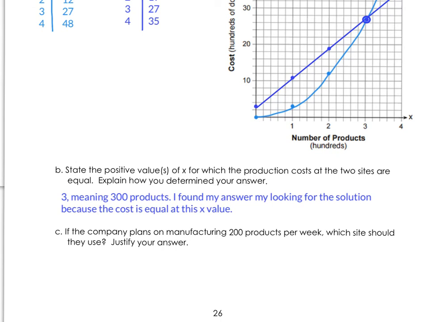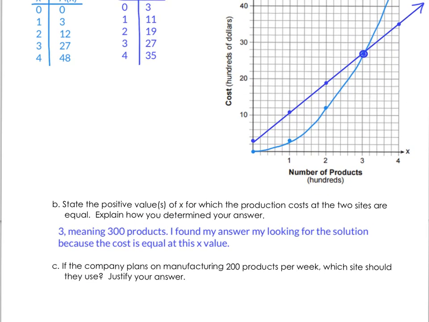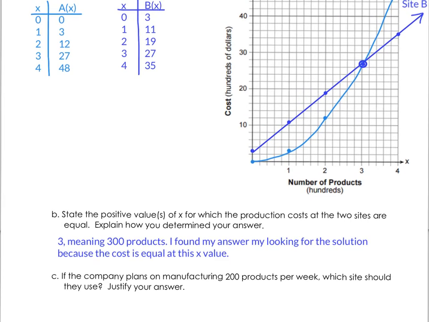Okay, the next question says, if the company plans on manufacturing 200 products per week, which site should they use and justify your answer? So I'm going to look back at my graph and my table. So I'm just going to move this back up a little bit and say, okay, well, if we know that they're going to have 200 products for the week, I need to look at the 200 number of products. So which company will be better if that's the case? Well, I want the cost to obviously be as low as possible. So this blue function has a lower cost at 200 products compared to the purple function on my graph.